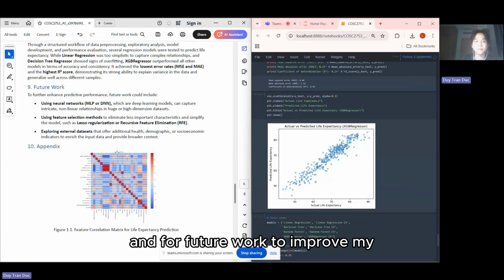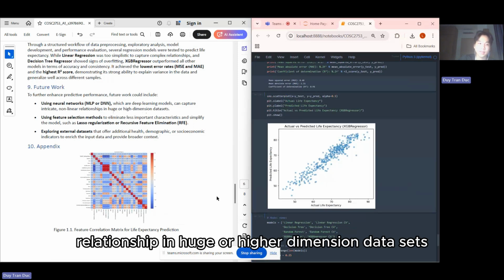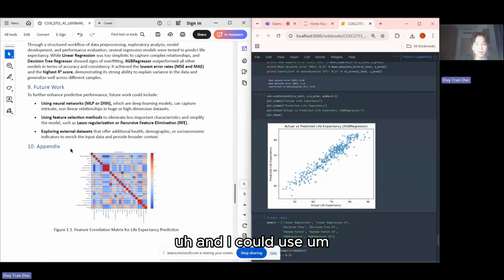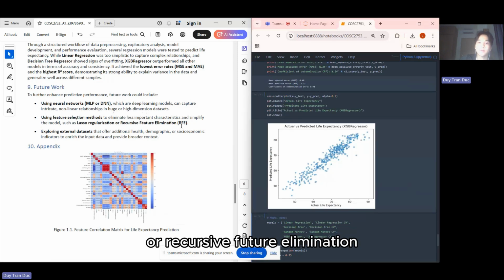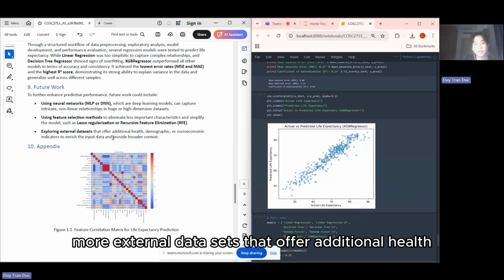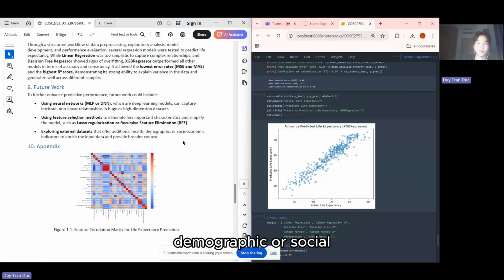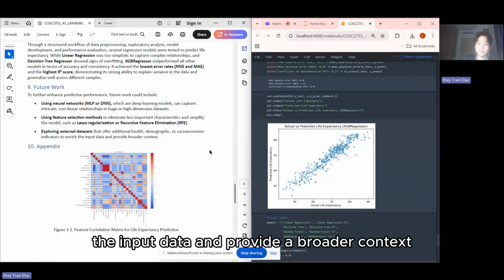And for future work to improve my model training skills, I could use neural networks, which are deep learning models and can capture nonlinear relationships in huge or higher dimensional datasets. And I could use feature selection methods to eliminate less important characteristics and simplify the models, such as lasso regularization or recursive feature elimination. And lastly, I could explore more external datasets that offer additional health, demographic, or socio-economic indicators to enrich the input data and provide a broader context.